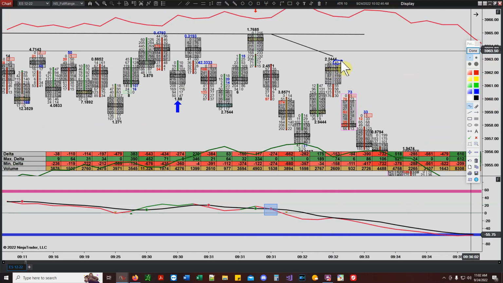Those buyers dried up. 45 compared to 216. You got 216 buyers right here, but now this turns around and goes down and a lower high, and now you only have 45 buyers.